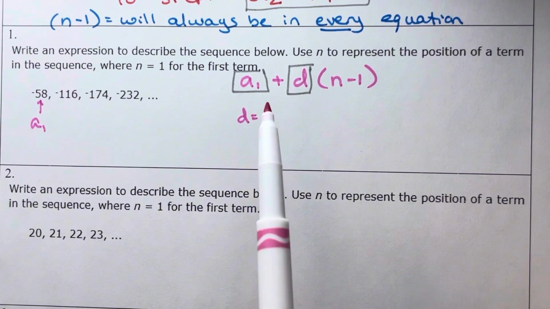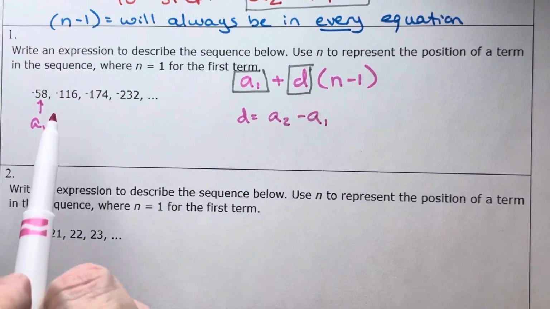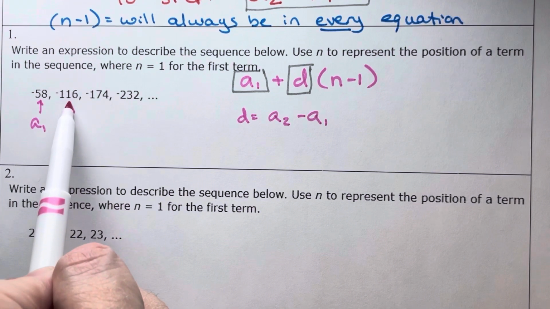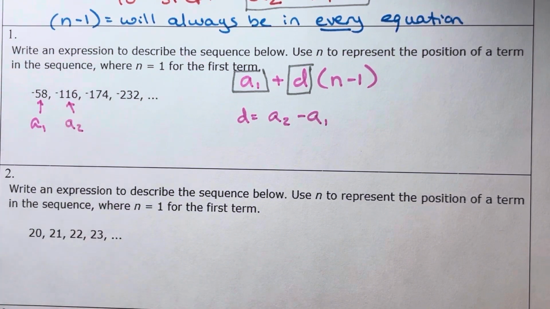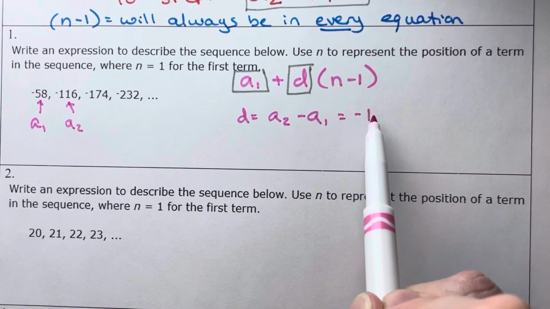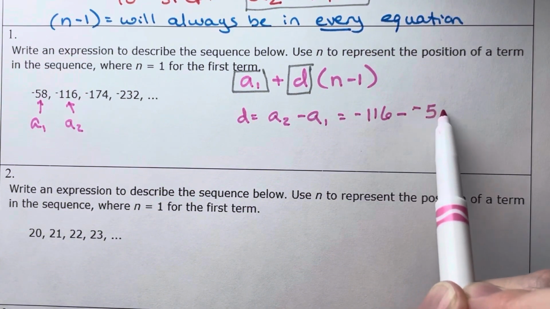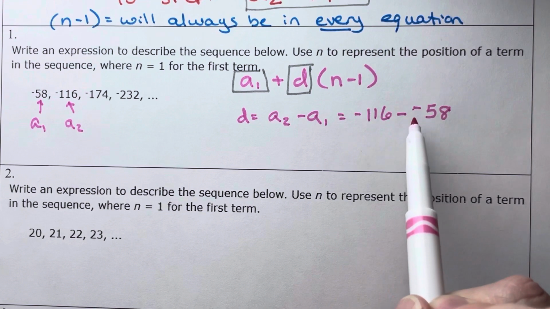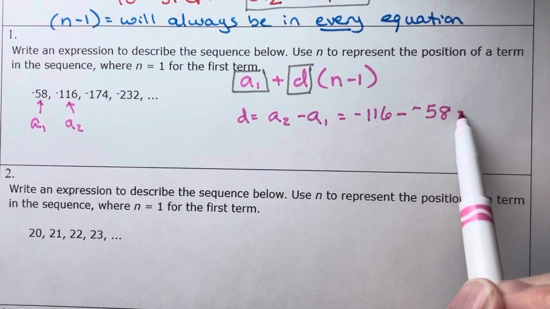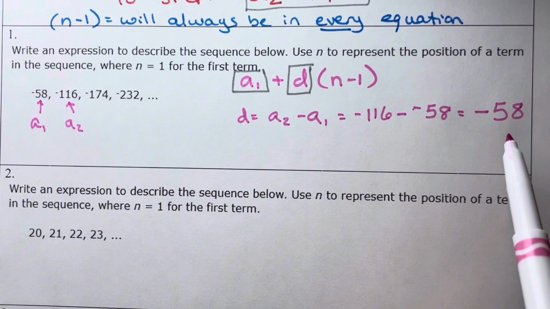And d comes from our second term minus our first term. So if this is my first term, then here is -116. That is my second term. So let's go find out what that makes. So I have -116 minus -58. Using order of operations and the rules of negatives, we now see that d has a value of also being -58.